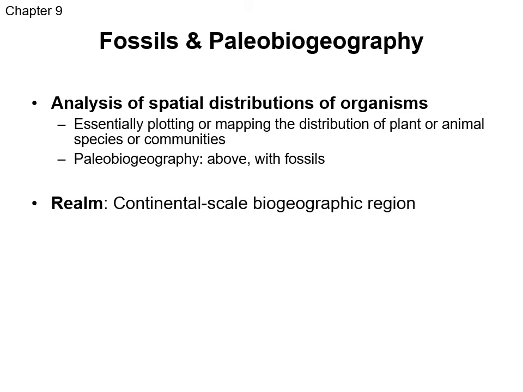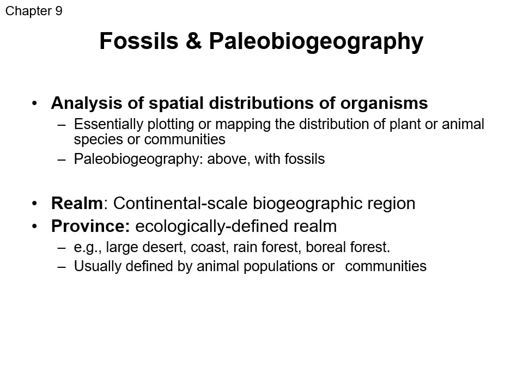Okay. So a couple of terms that I want to get under our belt for paleobiogeography. First is a realm. A realm is a continental scale biogeographic region. So a realm would be something like a large scale continent, whether it's temperate or so on. A province is an ecologically defined realm. So a desert, a coast, a rainforest, some kind of boreal forest. And these are usually defined by animal populations and communities. We would define a desert province mostly by what kind of animals we have living in it. The realm itself is going to be like the desert, but the province is going to be defined by the organisms living in that desert.